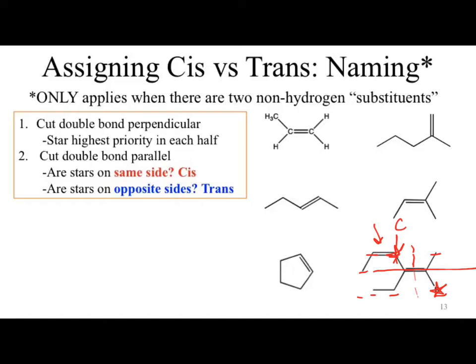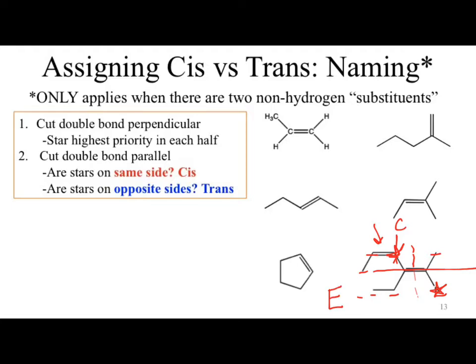E, go ahead and say it really loud for everybody, because I can't say it. Entgegen? There you go. Entgegen. It's German, whatever it is, meaning opposite. So there you go. We would refer to this one as the E conformation.